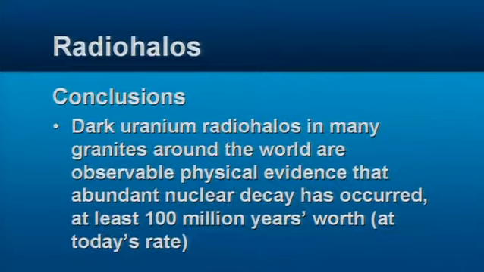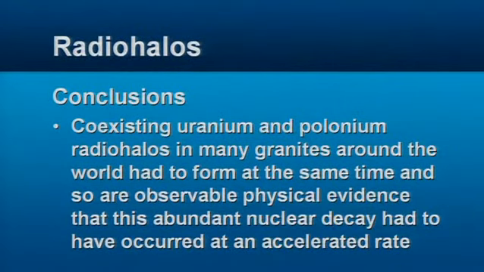So, at this stage we can conclude, before we progress to a solution, that the dark uranium radiohalos in many granites around the world are observable physical evidence that abundant nuclear decay has occurred during the flood and in Earth history, at least 100 million years worth at today's rate. Now, when we get granites at different levels in the geologic record, you sum the total and you can realise that we're talking about hundreds of millions of years worth of decay during the flood, for example, which we concluded from other evidence, but of course at an accelerated rate, because coexisting uranium and polonium radiohalos, having formed at the same time, must be observable physical evidence that this abundant nuclear decay had to have occurred at an accelerated rate.